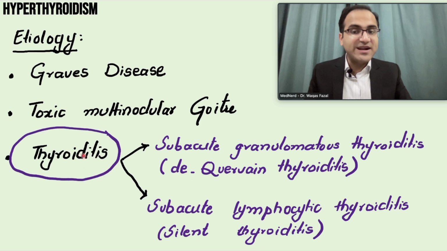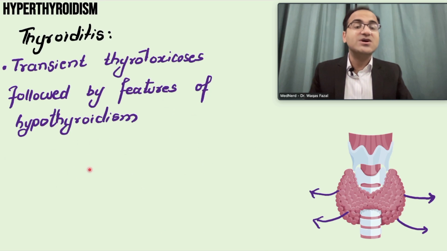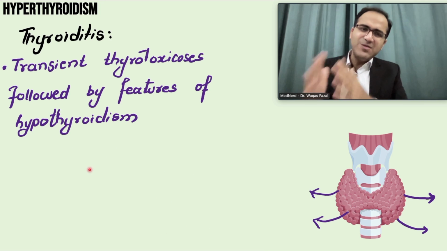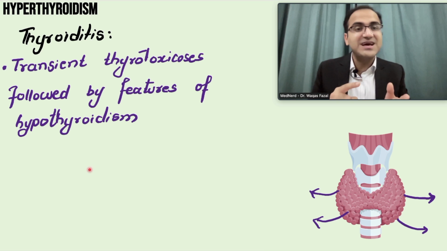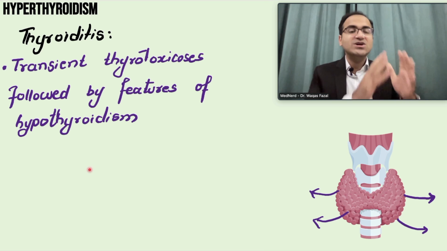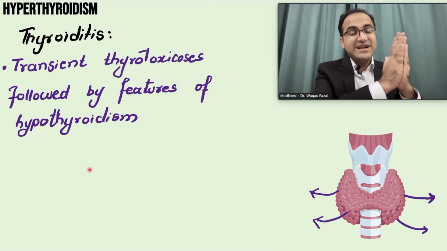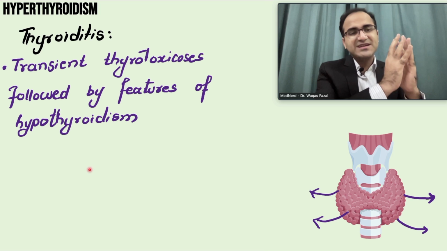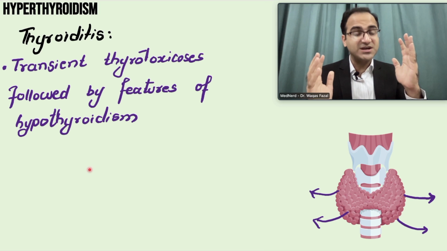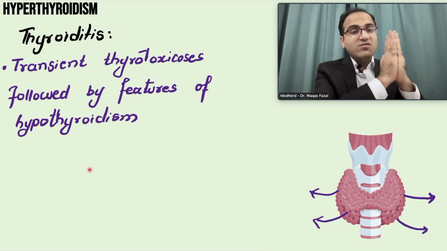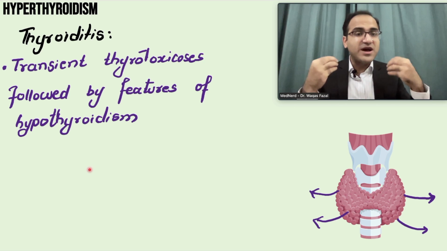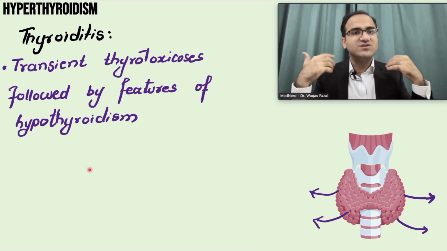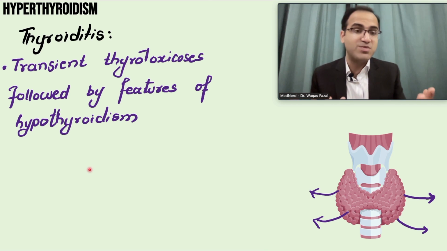Coming to the third cause, thyroiditis. What happens in thyroiditis is that it is actually destruction of the thyroid gland. Now, we discussed thyroiditis in hypothyroidism, and we are also discussing it in hyperthyroidism. Basically, there is destruction of the thyroid gland due to any infection or due to an immune mediated reaction. But that destruction of the thyroid gland will release preformed thyroid hormones in the body, and there will be an excessive surge of thyroid hormones in the blood that will cause the signs and symptoms of thyrotoxicosis and hyperthyroidism.